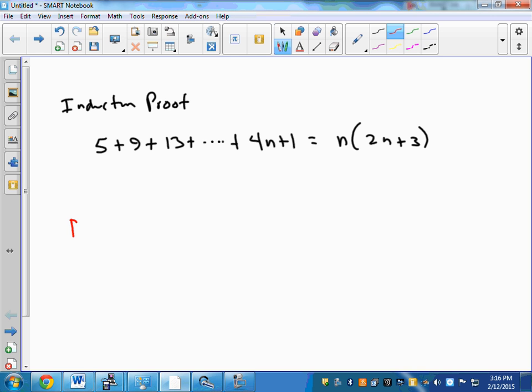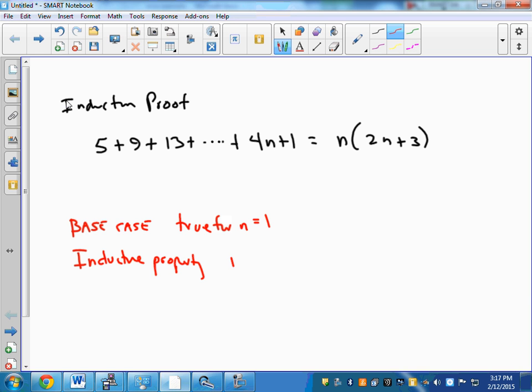We have to show the base case. The base case is to show it true for n is equal to 1, and we can do that. And then we have to show the inductive case, or the successor property, or inductive property if we want.